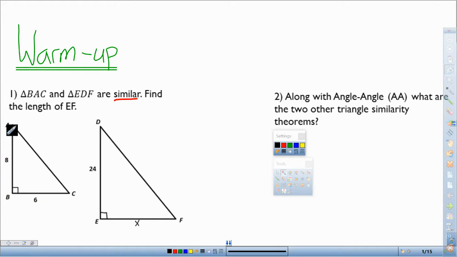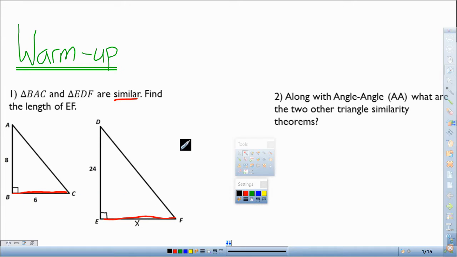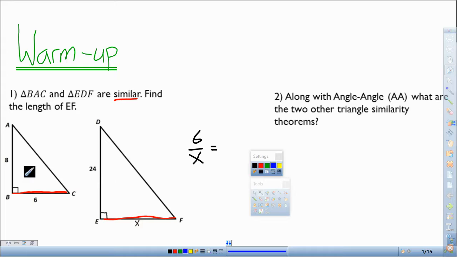On number one here, since these are similar triangles, we know we can make a proportion out of their corresponding sides. So I would start with this side and its corresponding side. I always work left over right. So 6 over x would be my first ratio. And I can set that equal to the ratio of two other corresponding sides, 8 over 24, left over right.